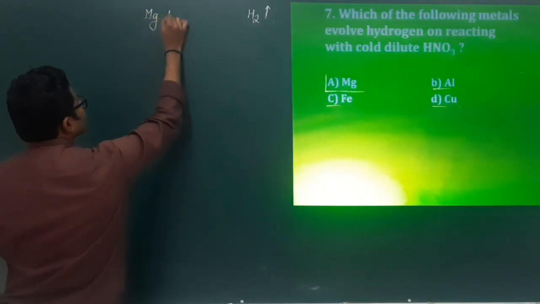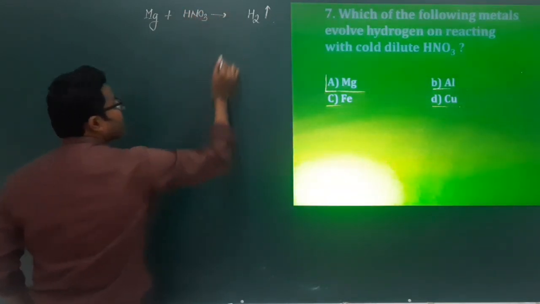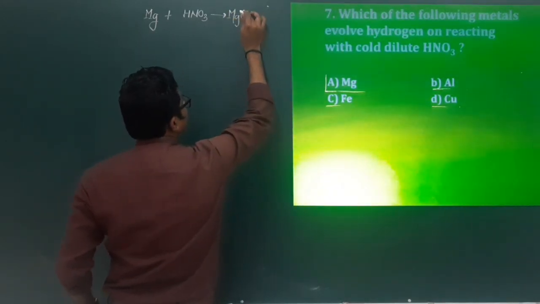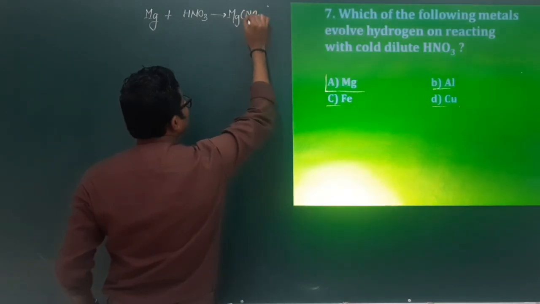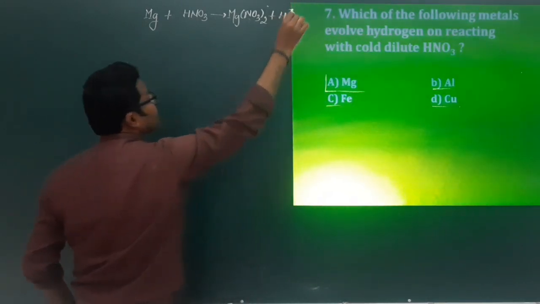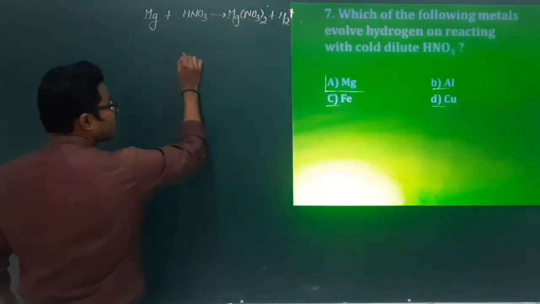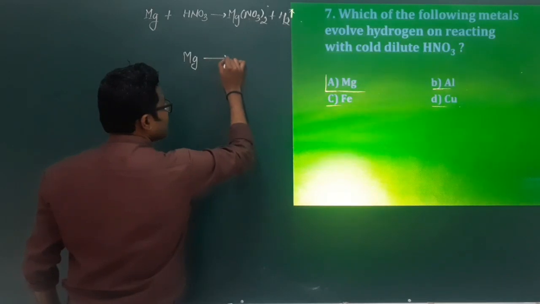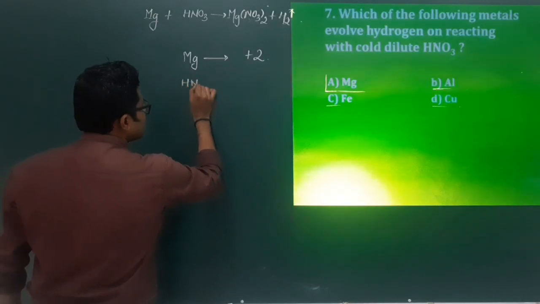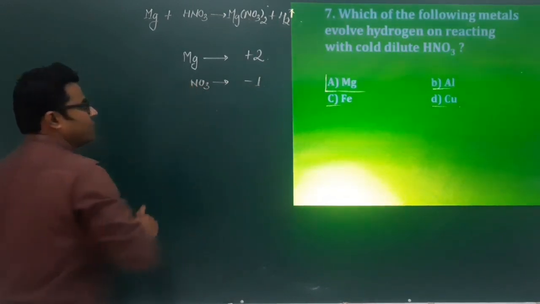Magnesium on reacting with dilute HNO3 will form Mg(NO3)2 plus hydrogen gas is going to get eliminated. Now how do we come across this conclusion? If you observe, magnesium exists in oxidation state of +2, while nitrate, NO3, exists in oxidation state of -1.